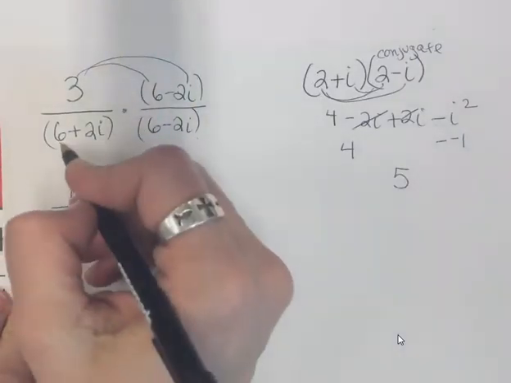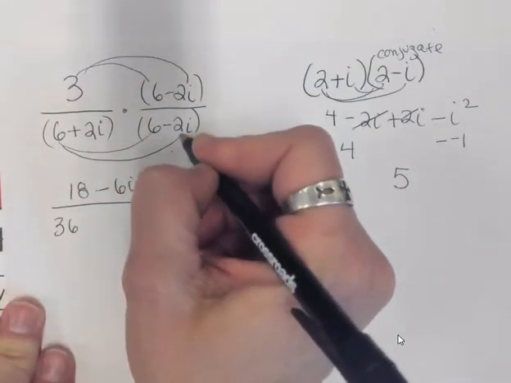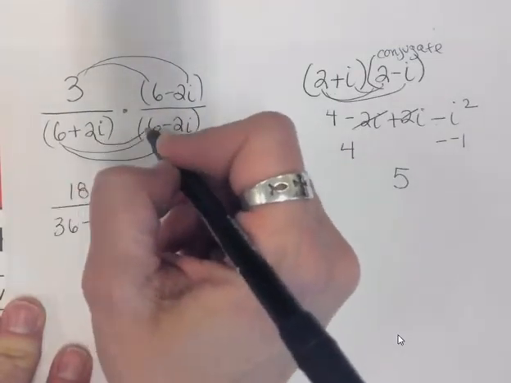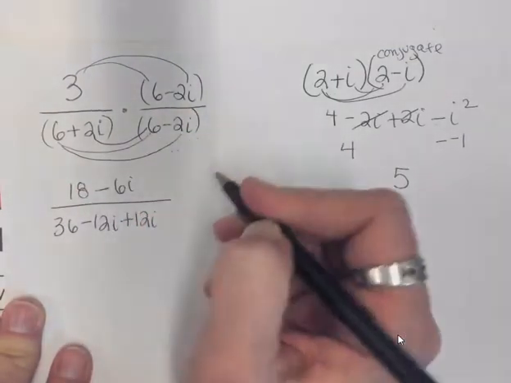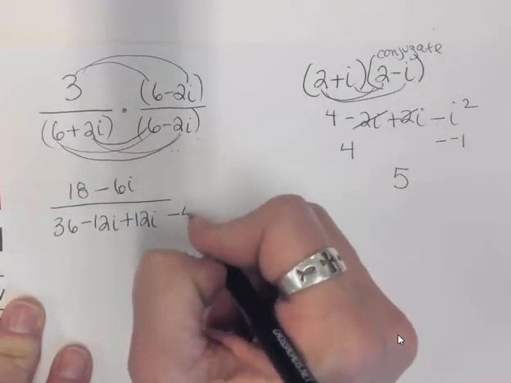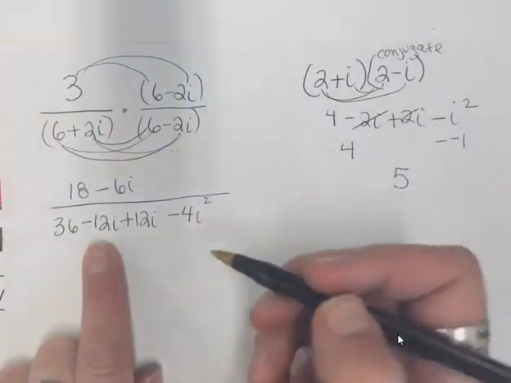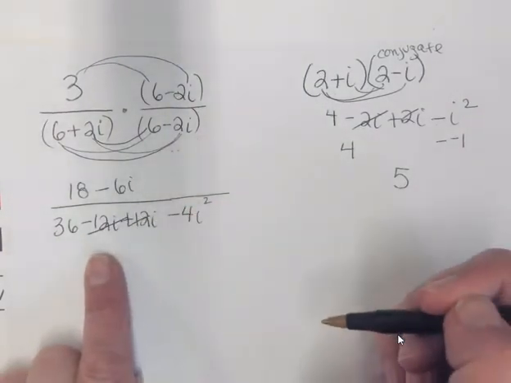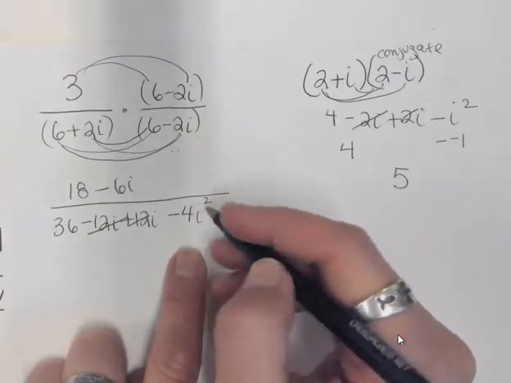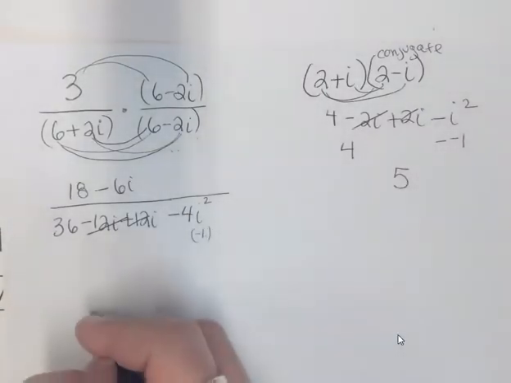Now on the bottom, 6 times 6 is 36. 6 times negative 2i is minus 12i. 2i times 6 is plus 12i. And then positive 2 times negative 2 is minus 4, times i squared. Now, the beautiful part is those i's cancel, which is what we want. What does i squared give you? It gives you a negative 1, and then times your negative 4 makes it plus 4. So what's in our denominator?